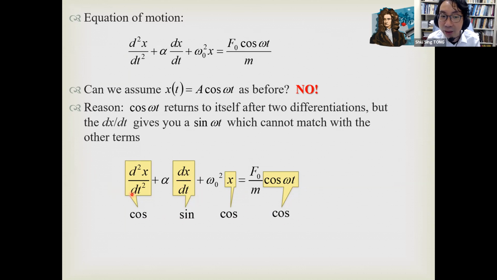You can have the cosine terms all equal, the right-hand side equal to the left-hand side, so you can cancel the cosine, but not the sine term, because we only have one sine term. And alpha is not zero, so there's no way for you to make it equal to zero for all time t. So that means this solution does not work. It simply does not work.